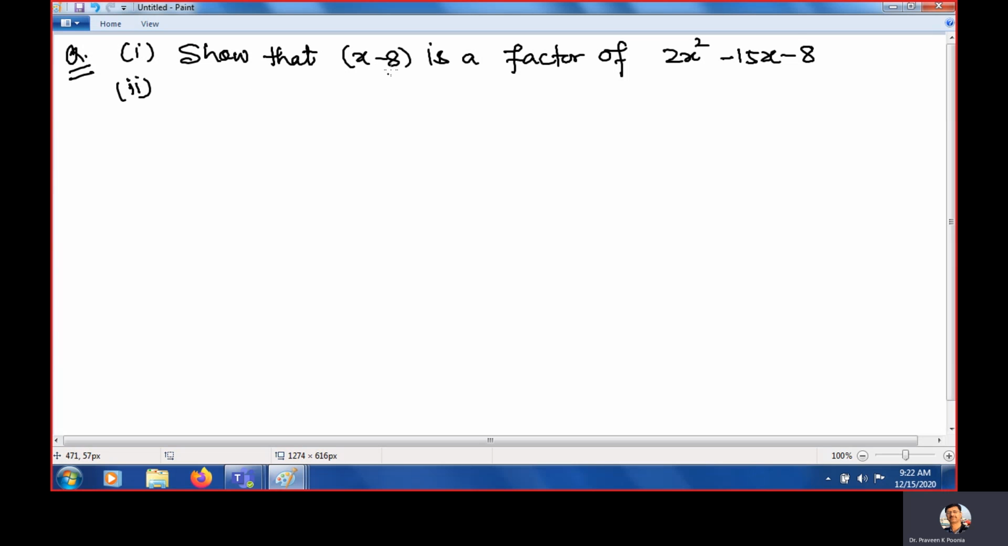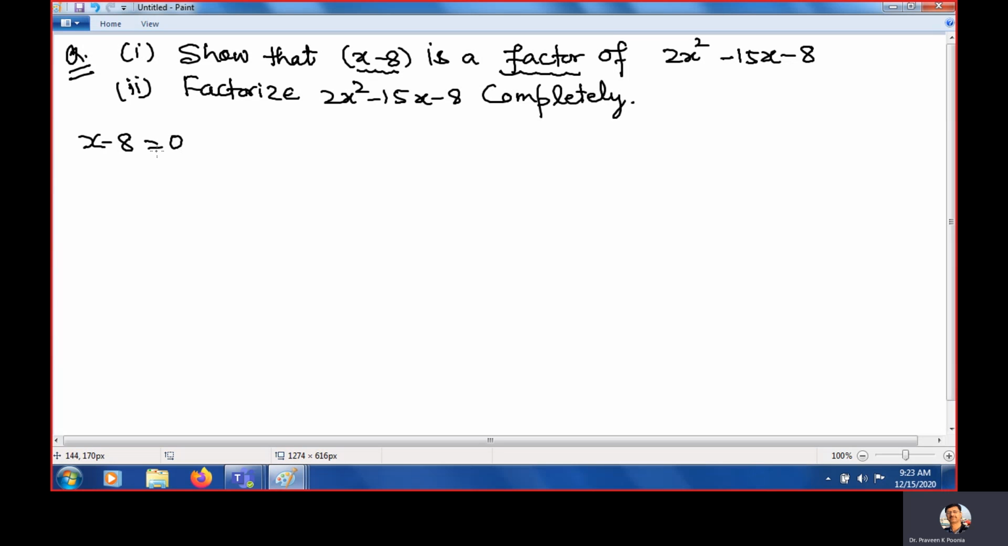So how are we going to do it? Put this equal to 0, find x, put it here. If the remainder is 0, it is a factor. This is part 1. Part number 2 is factorize 2x² − 15x − 8 completely. This question is always asked in your exam. So part 1 is put the divisor equal to 0.